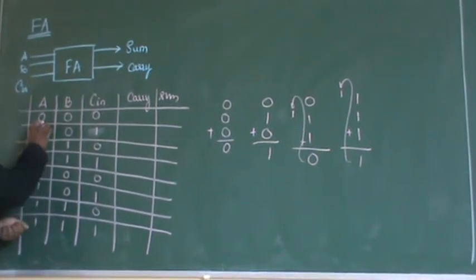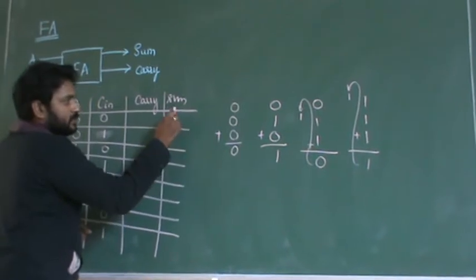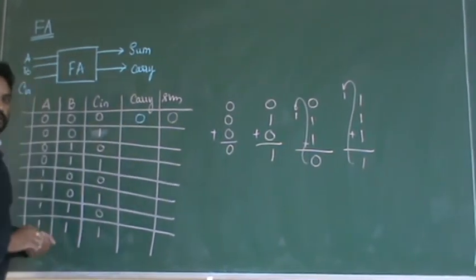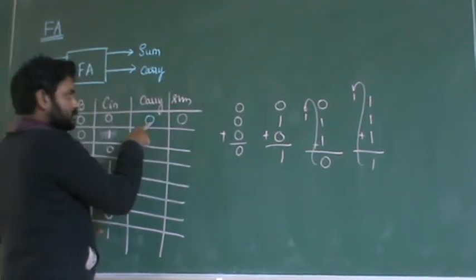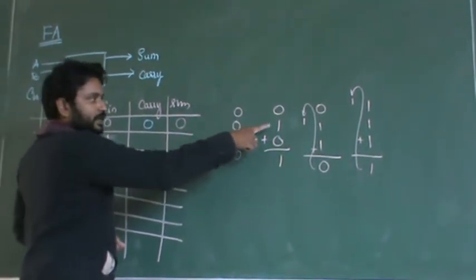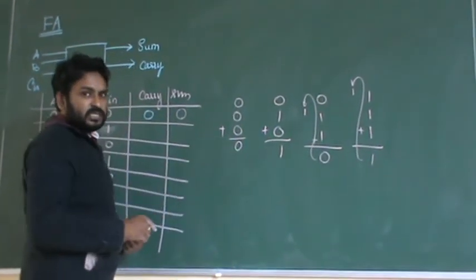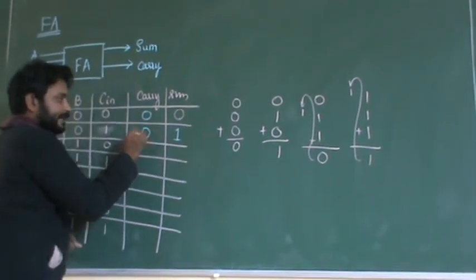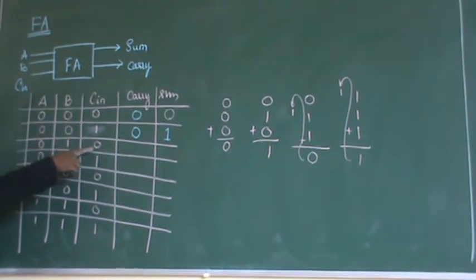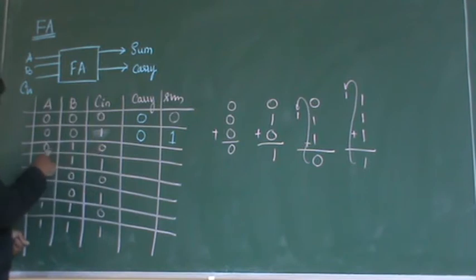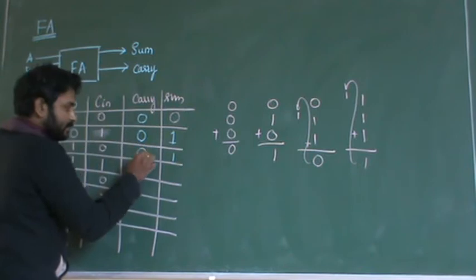So now, 0 plus 0 plus 0. What is the answer? The sum is 0 and carry is also 0. There is no carry, so therefore I am writing it as 0. Next 0, 0, 1. If there is only a single 1 in these 3 inputs, the sum will be 1 and there is no carry, so therefore I am writing it as 0. Again the same: among the 3 inputs, only a single 1 is there. So the sum will be 1 and the carry will be 0.